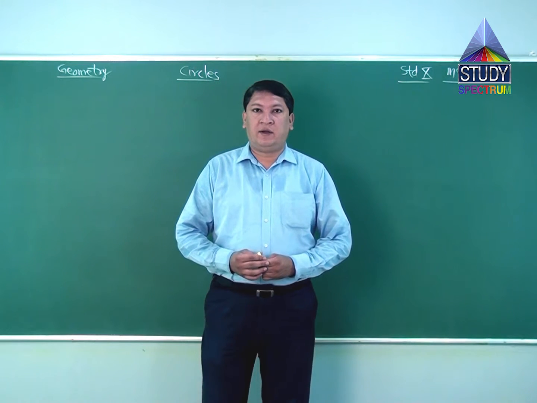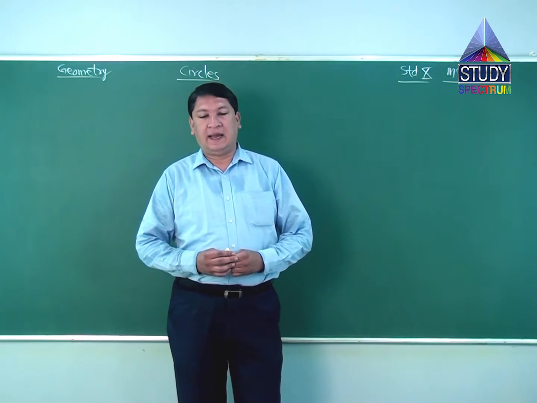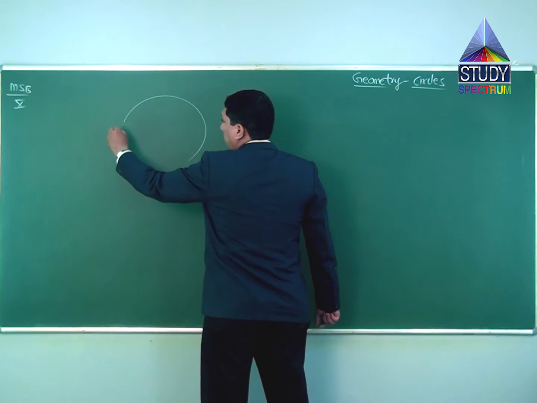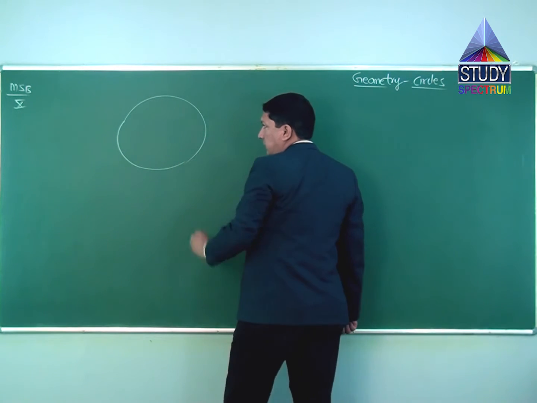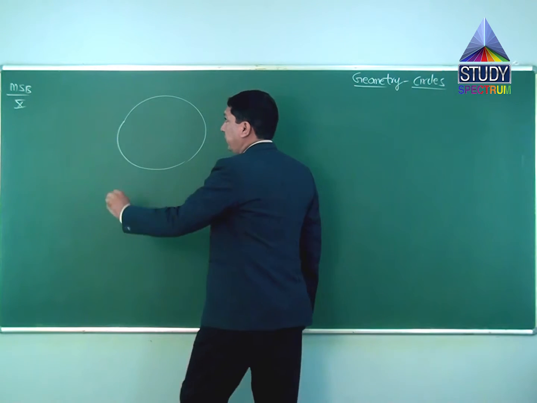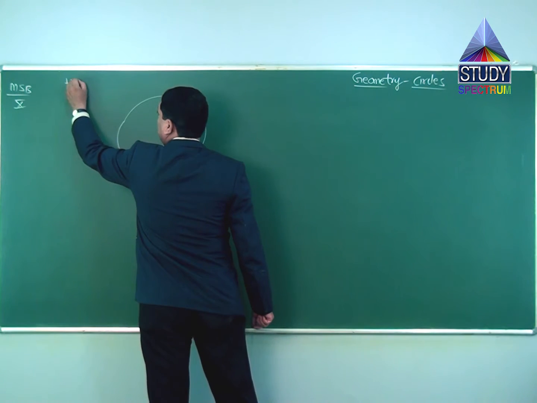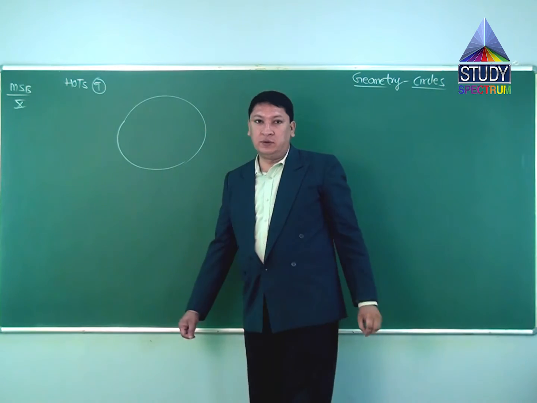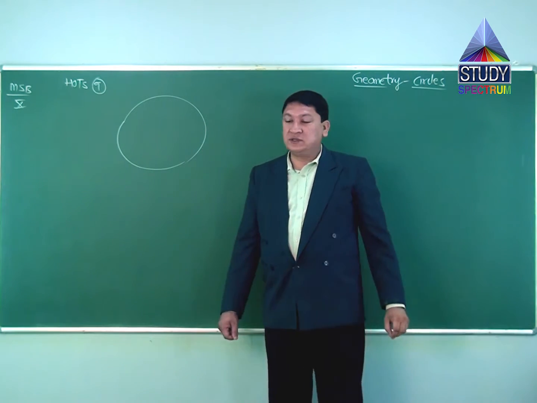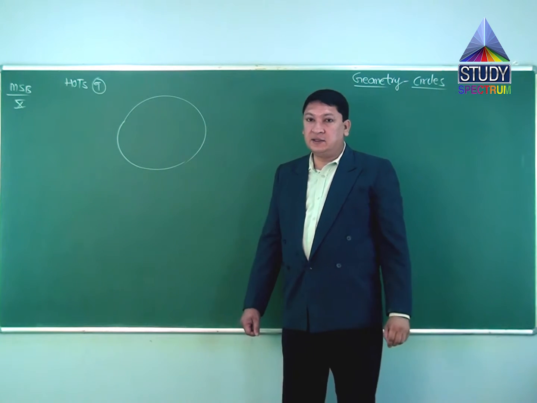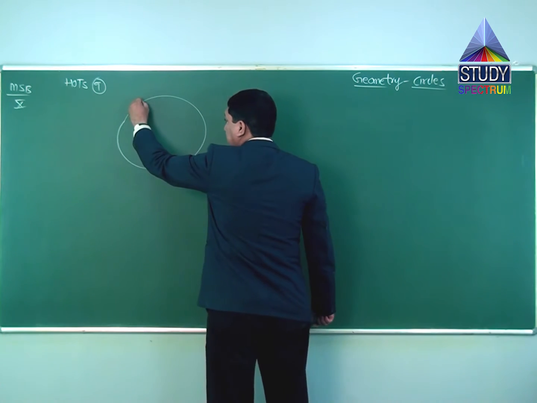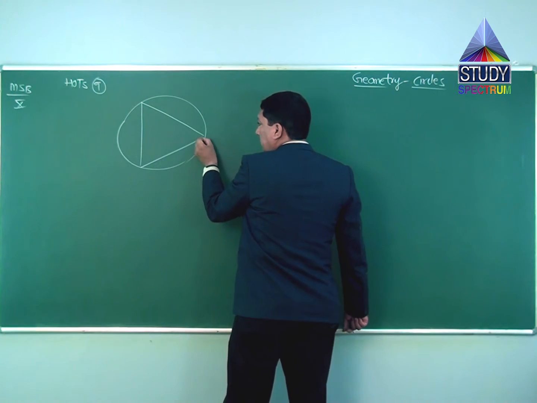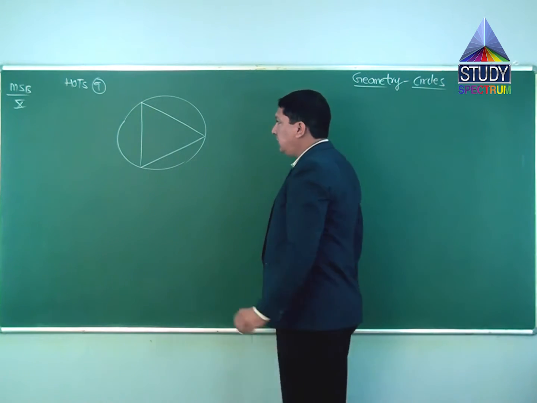Students, today we'll begin with a new chapter, and the name of the chapter is circles. In fact, it's a HOTS sum, question number 9, a HOTS sum for Maharashtra State Board. Given to us, there is a circle. In this circle, there is a triangle inside. The name of the triangle is ABC.